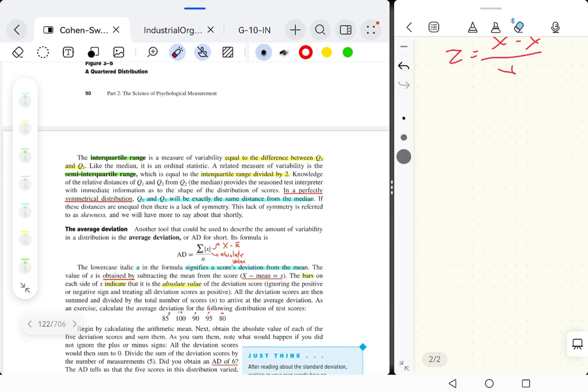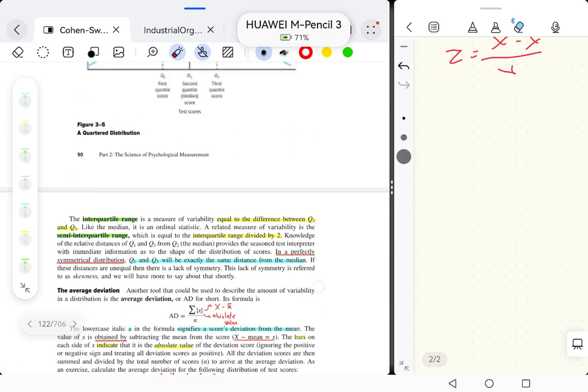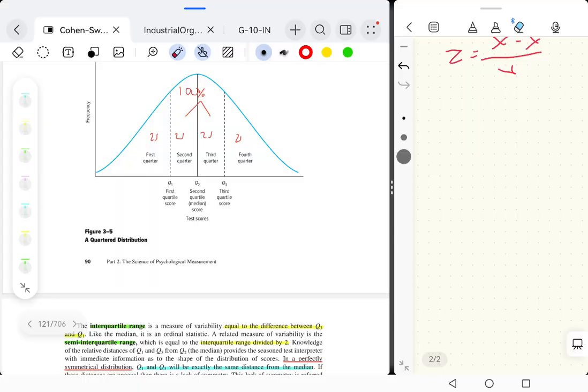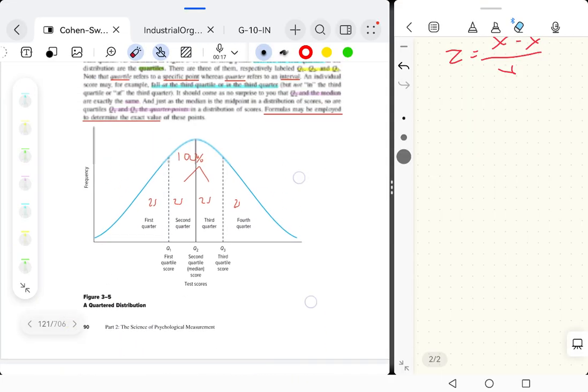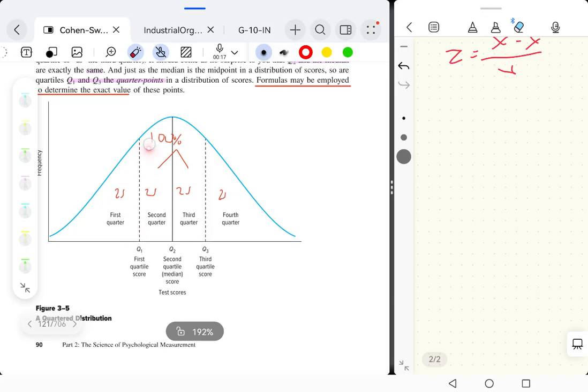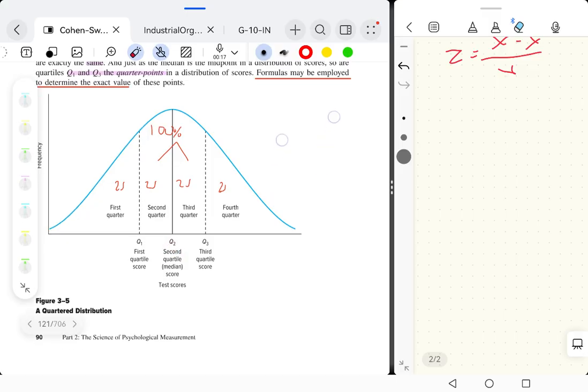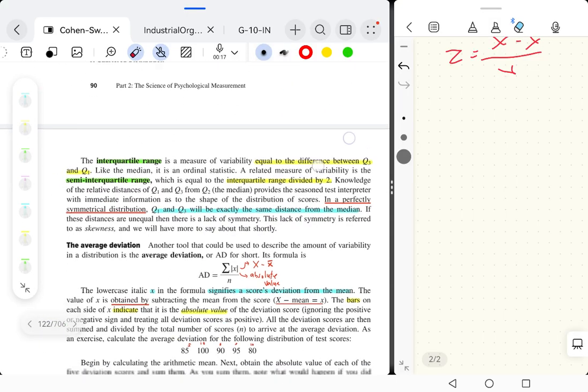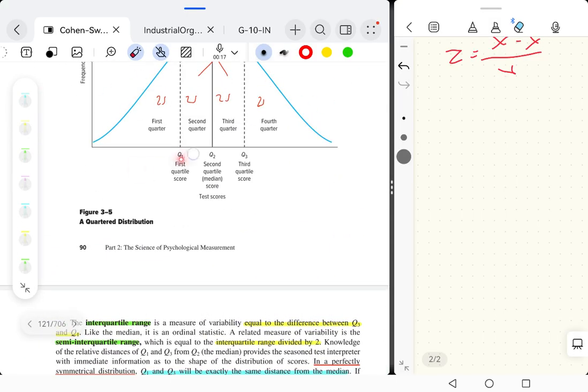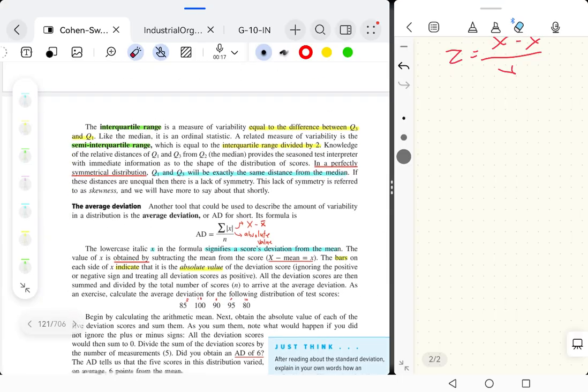I think that's pretty much it. It's also worth noting that in a normal distribution, which I will be talking to you about later, Q1 and Q3 will always be the same distance from the mean, or the median, because we're talking about normal distributions here.